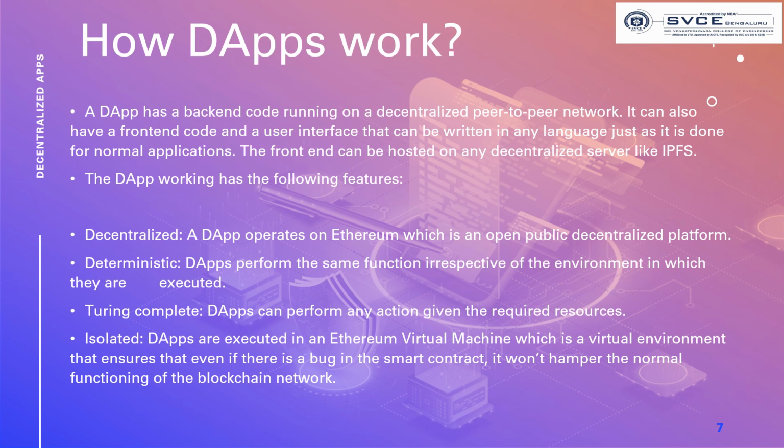Isolated. DApps are executed in the Ethereum virtual machine, which is a virtual environment that ensures that even if there is a bug in the smart contract, it won't hamper the normal functioning of the blockchain network. So these are basically the features of DApps: decentralized, deterministic, Turing complete, and isolated. This is how a DApp actually works.